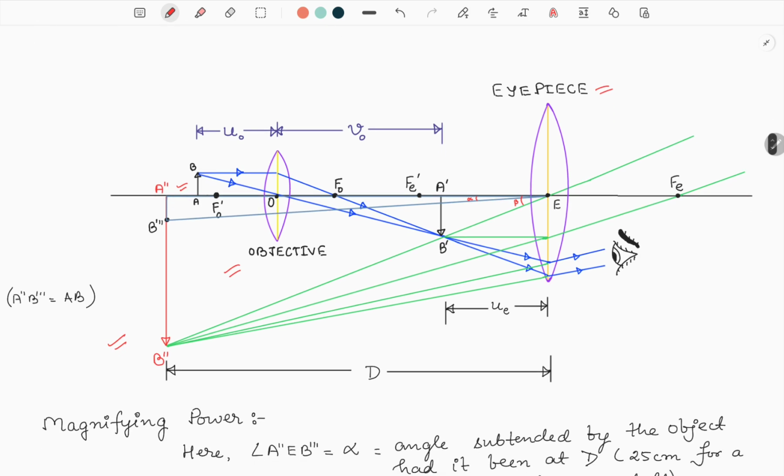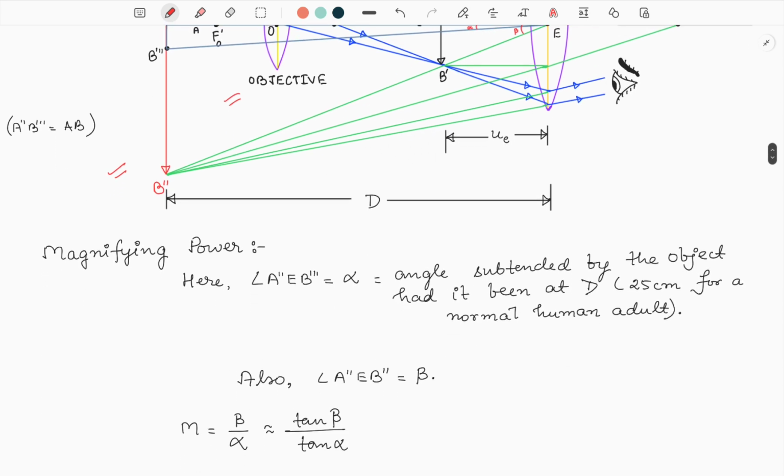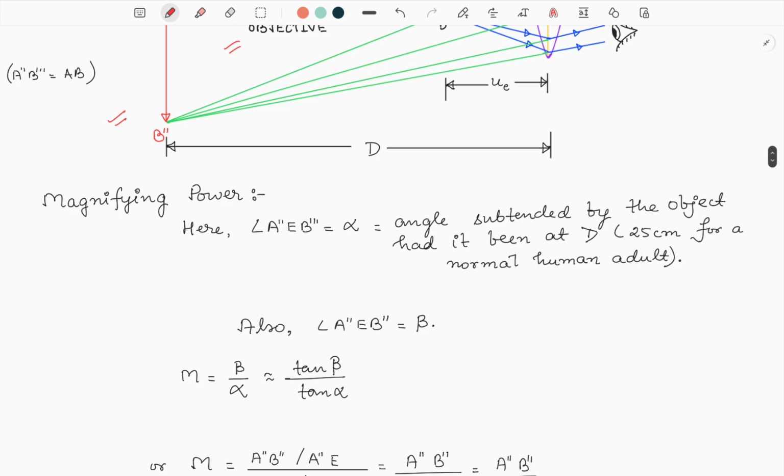So now the ray diagram here is completed. All the symbols: U0 is the object distance with respect to the objective, V0 is the image distance with respect to the objective, UE is the object distance with respect to the eyepiece, and D is the image distance with respect to the eyepiece. Now using all the triangles, we calculate the magnifying power, keeping in mind that alpha and beta are very small.